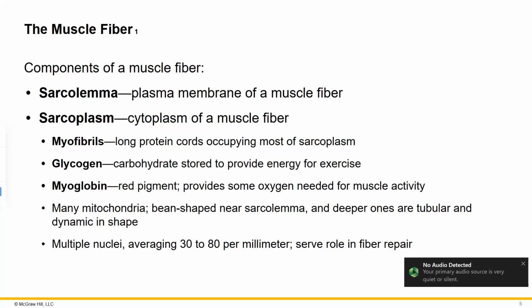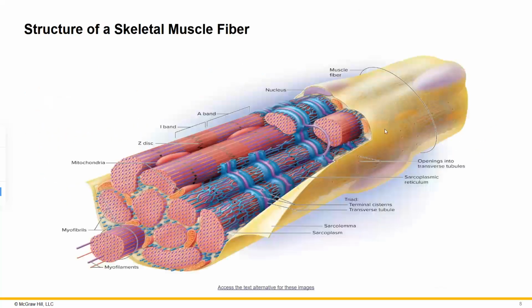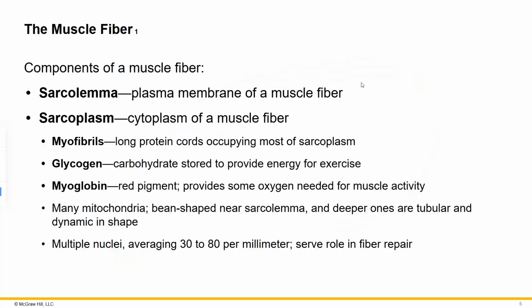So the components of the muscle fiber: we have the sarcolemma. The sarcolemma is the plasma membrane of the muscle fiber. So this is a picture of the sarcolemma. Sarcolemma is just the cell membrane. Then you have the cytoplasm of a muscle fiber. Inside of the cytoplasm, you're going to have myofibrils, long protein cords that occupy much of the sarcoplasm. Glycogen, which is a carbohydrate stored to provide energy for exercise. And myoglobin, a red pigment that provides some oxygen needed for muscle activity.